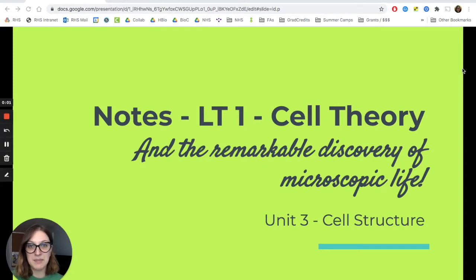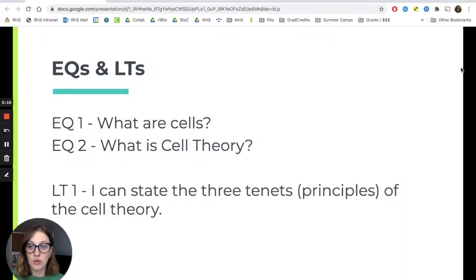Hi, biology concepts. In this set of notes, we will be learning about cell theory and the remarkable discovery of microscopic life. So your essential questions for today include essential question 1, what are cells? Essential question 2, what is cell theory? And your learning target for today is by the end of this set of notes, you should be able to state the 3 principles of cell theory.